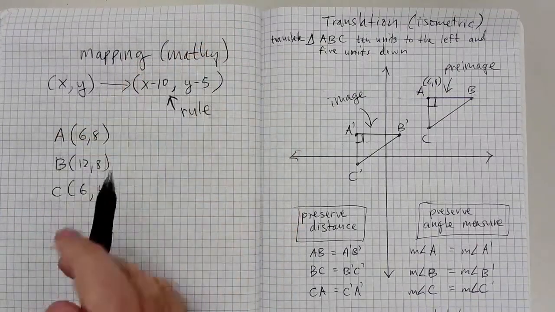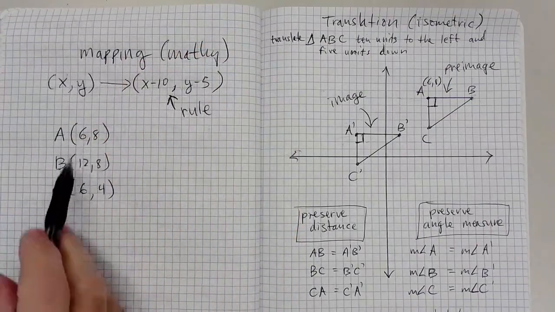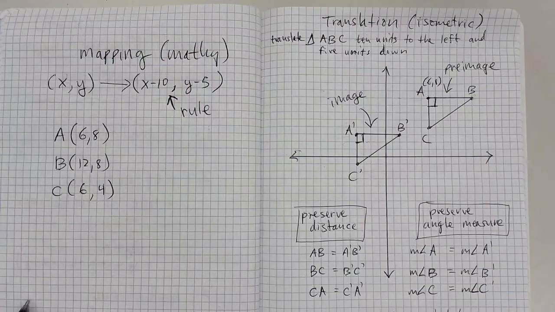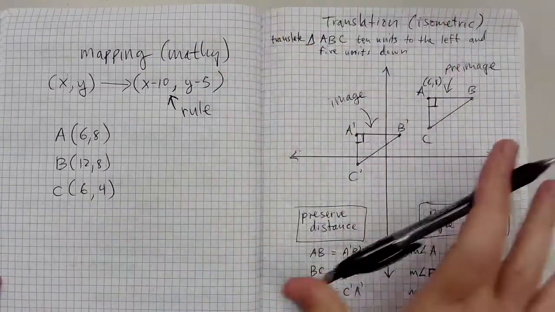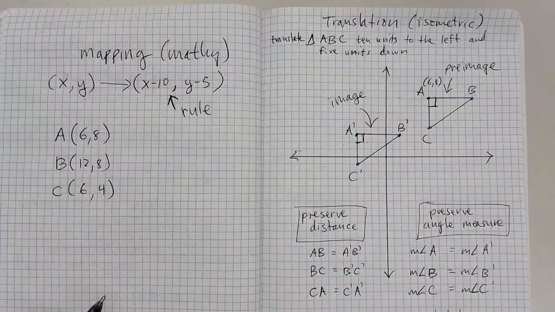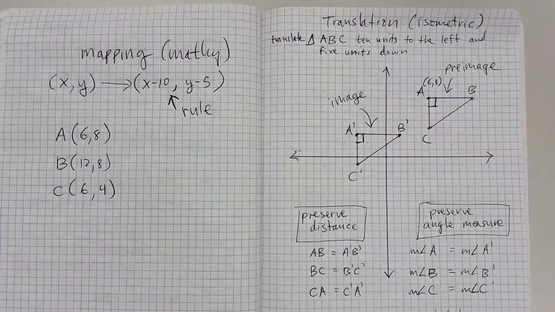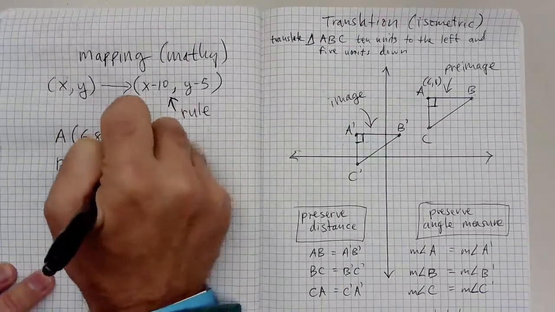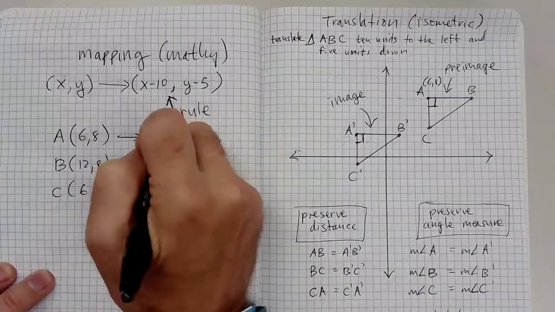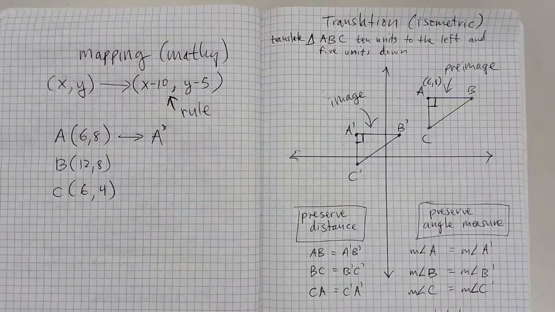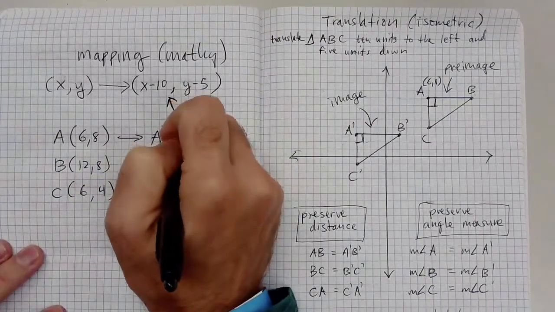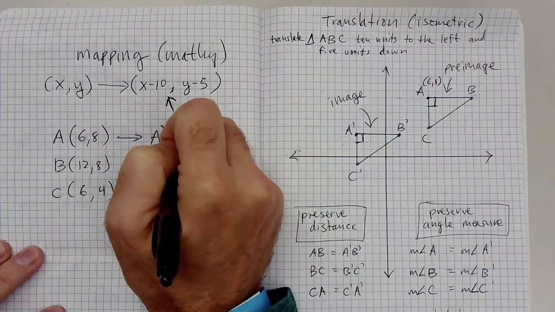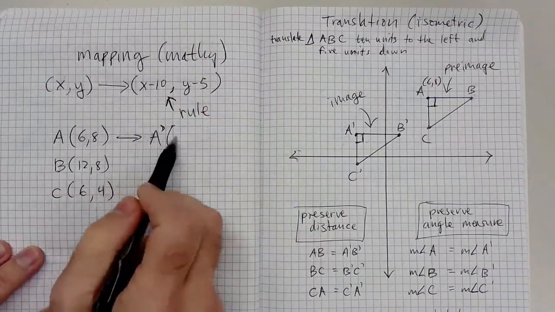Now we're going to use this rule to find our corresponding points. Okay? So let's say we didn't graph this at all. We could still use this map in order to find out where the transformation would take us. So I'm going to draw my little right arrow, and this time I'm going to put A prime. And I'm going to use my rule to find out what A prime is.